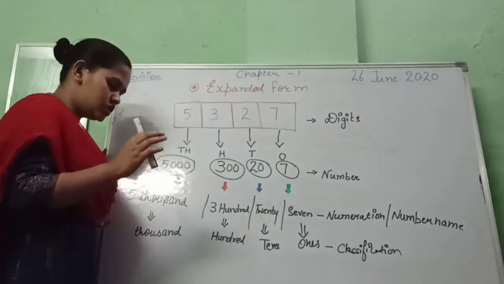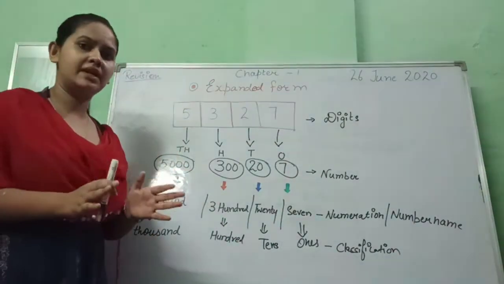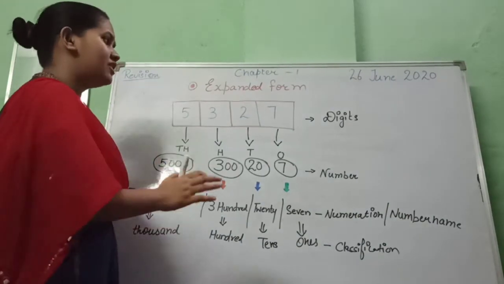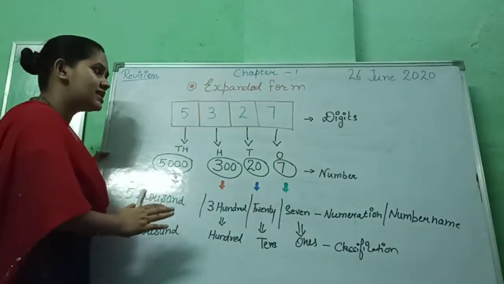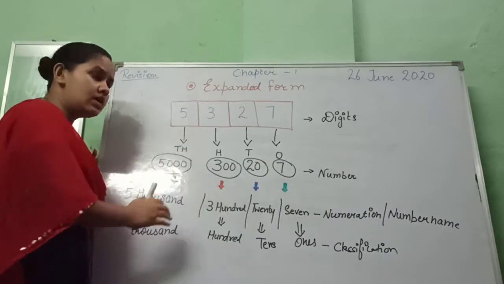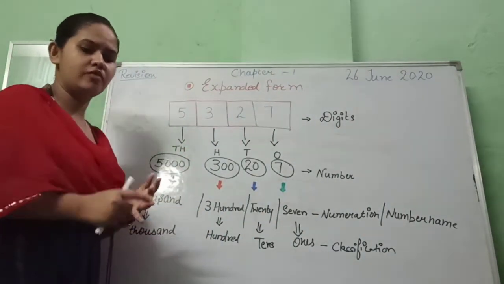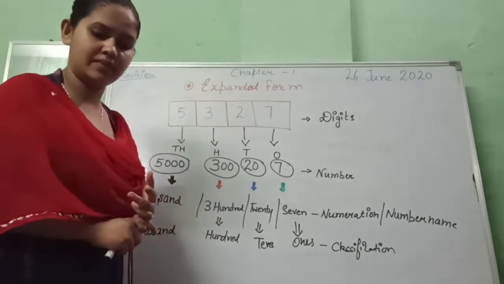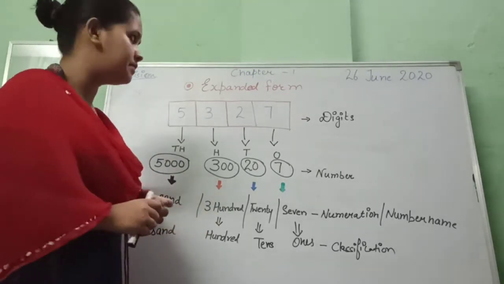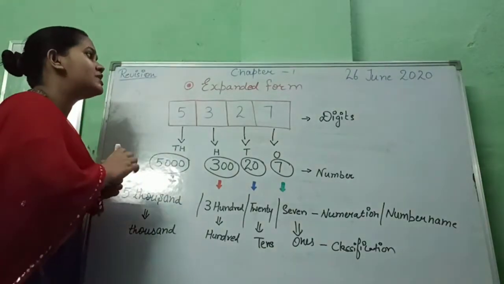Classes today. So, chapter 1, number enumeration. Now this one is the second video for revision. So we are going to discuss the expanded form, right? Firstly, we will discuss the expanded form. Secondly, we will discuss the comparison of numbers, page number 15, right? So firstly, we will do the expanded form.